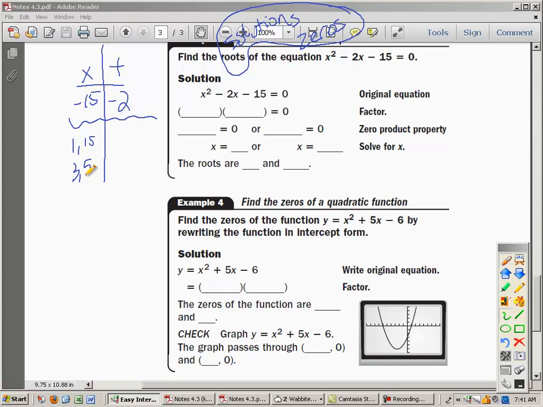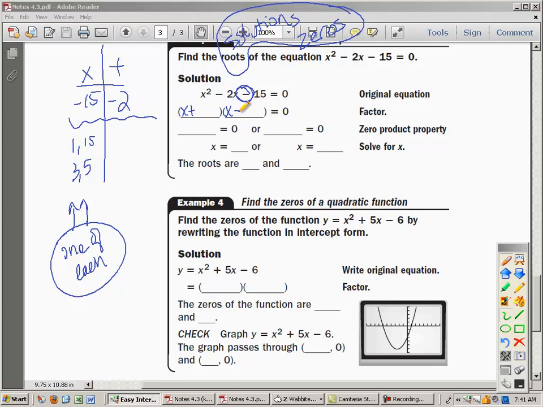Now the only way I'm going to get negative 15 is if these signs don't match. I'm going to have one of each, right? So I have to have one of each sign, otherwise I'm never going to get to negative 15. So I'm going to say x plus and x minus, and it doesn't matter what order we put them in. But I have to have one of each because otherwise I'm never going to get negative 15.